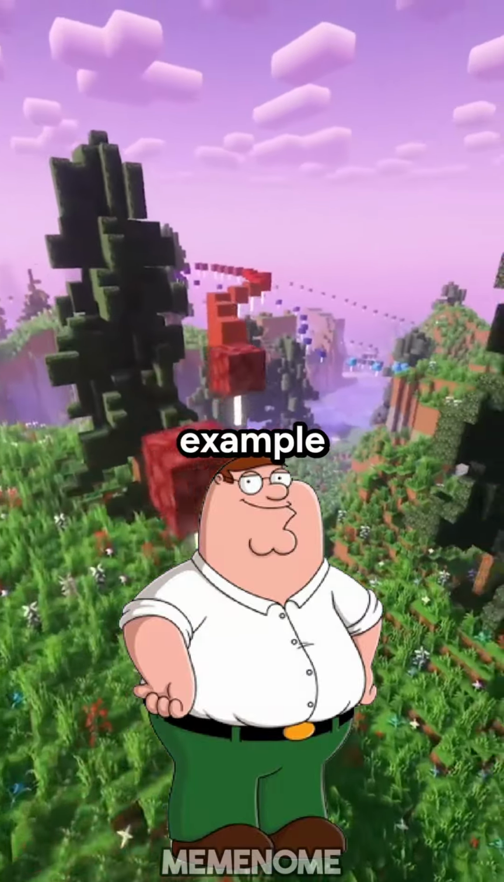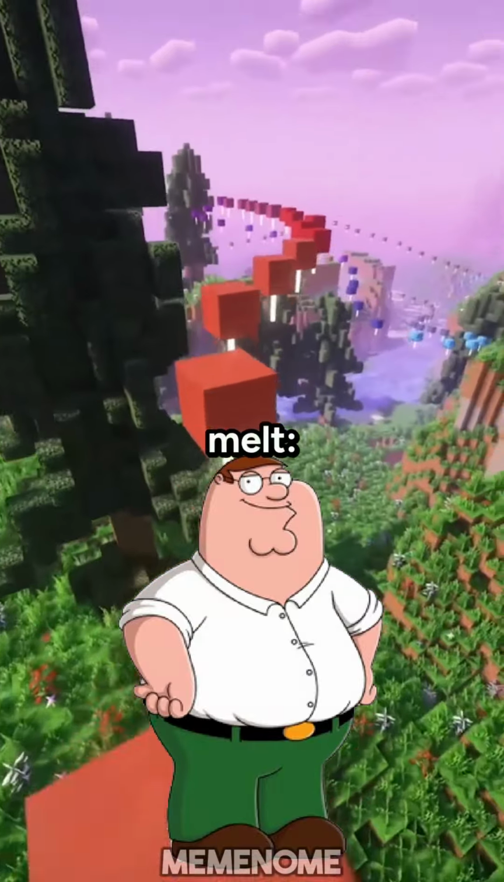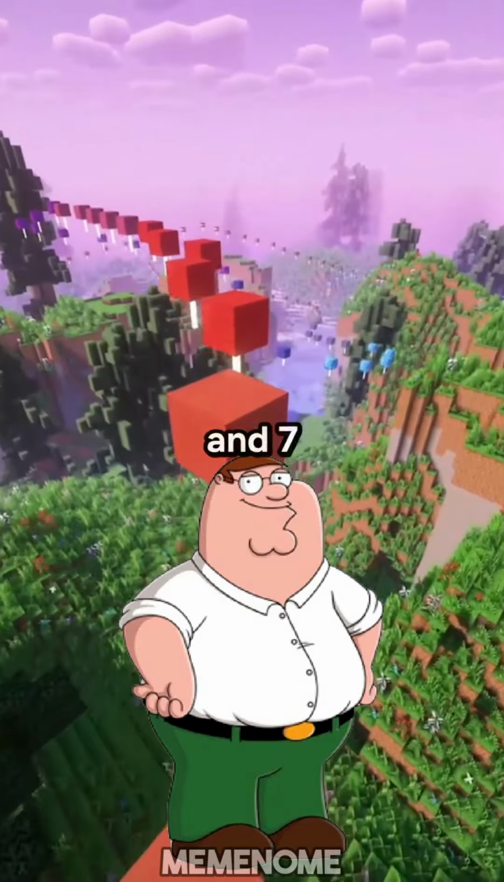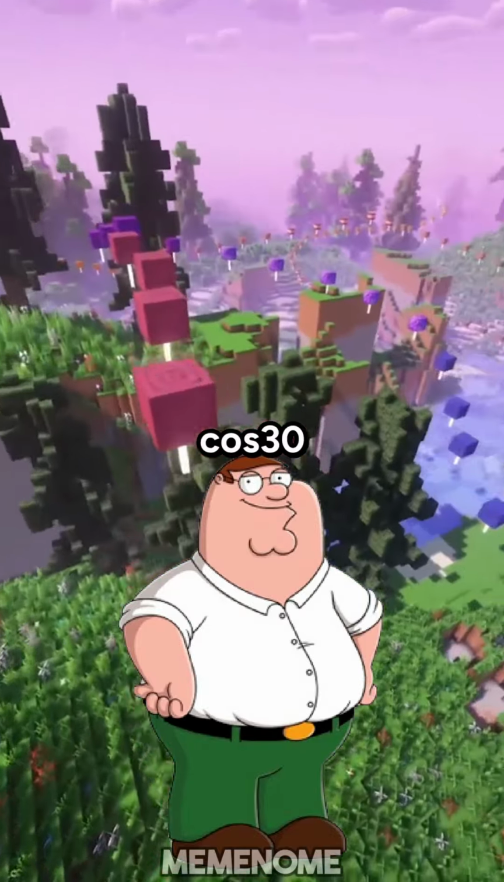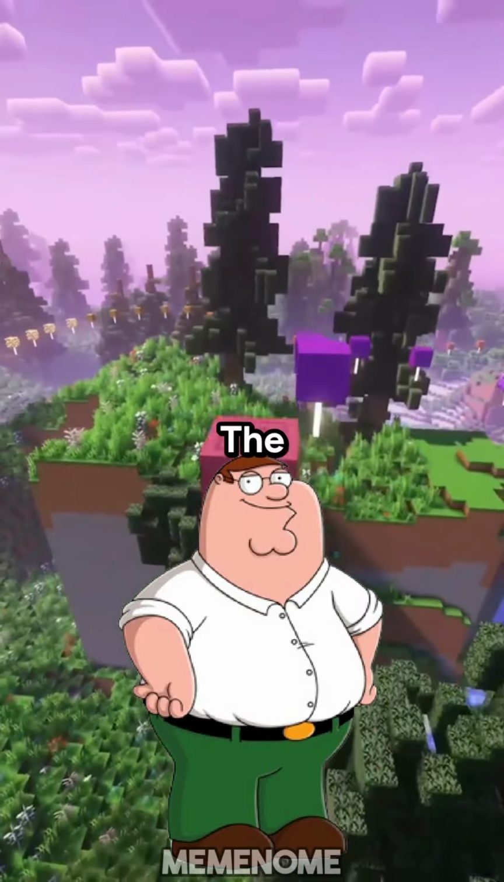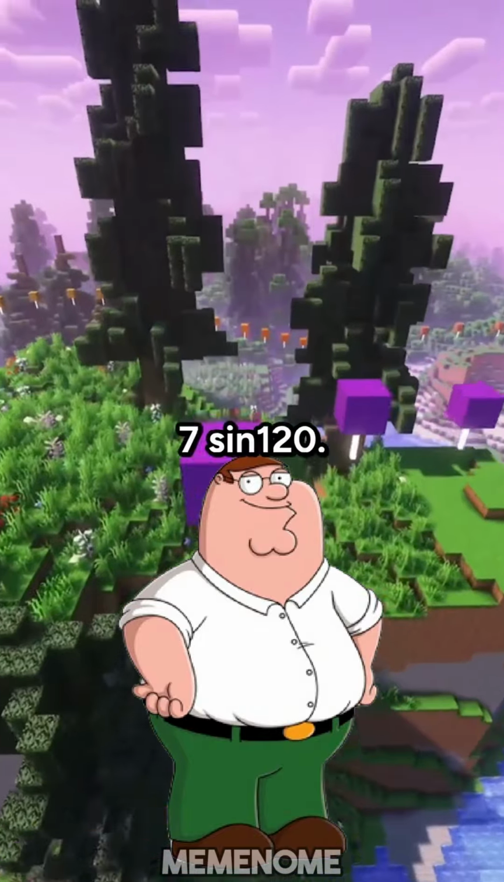Let's try a quick example in my head so my brain doesn't melt. Push of 5 units at 30 degrees and 7 units at 120 degrees. What are the x components? 5 cos 30 plus 7 cos 120. The y components? 5 sin 30 plus 7 sin 120.